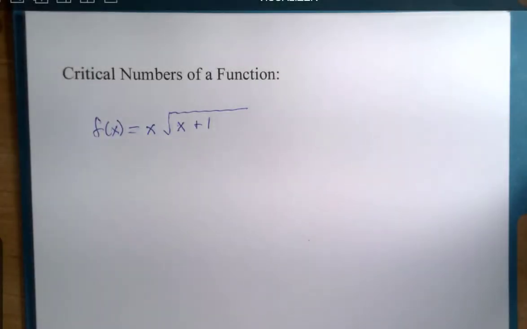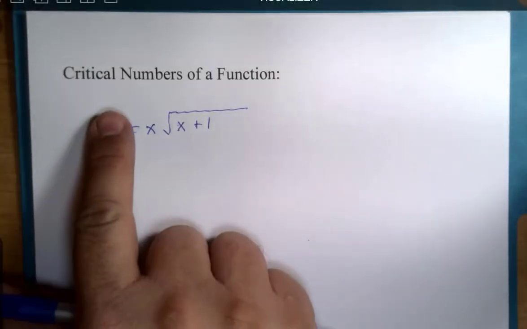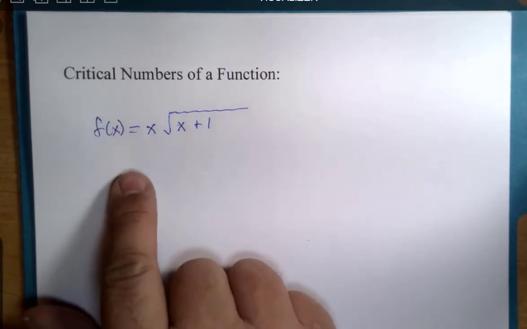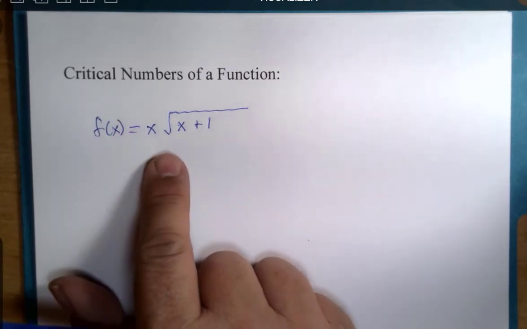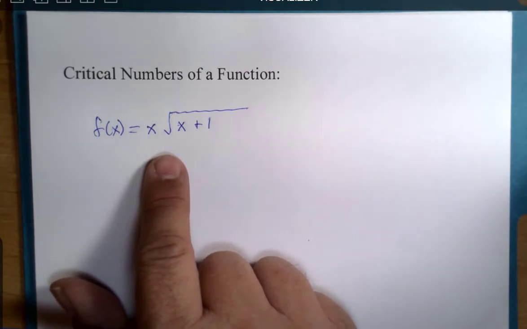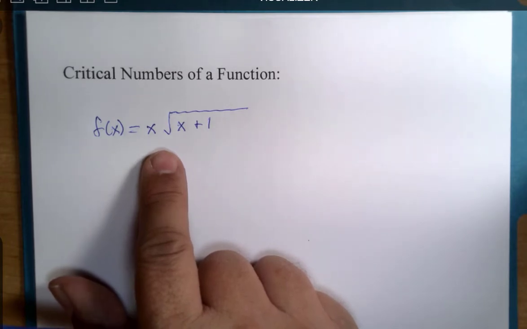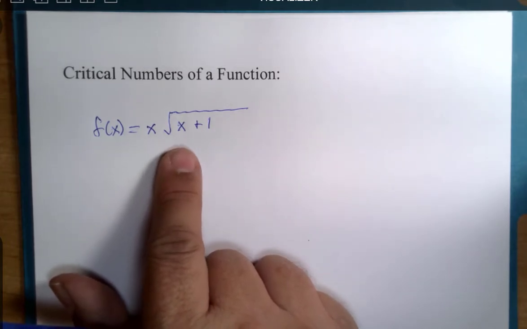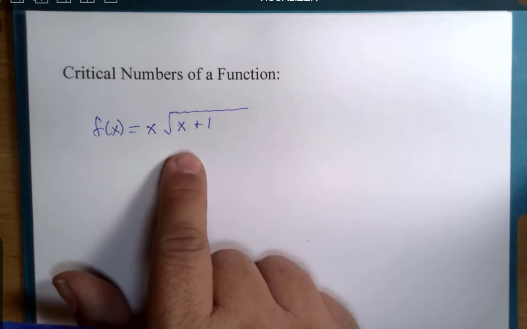Well, here we go again. We're going to find any critical numbers for this function that happens to have a square root in it. And, as is our usual, we're going to first investigate the function itself. Does it have any undefined values? And the answer is most certainly yes. If the square root is encompassing a negative number, it would not be real.